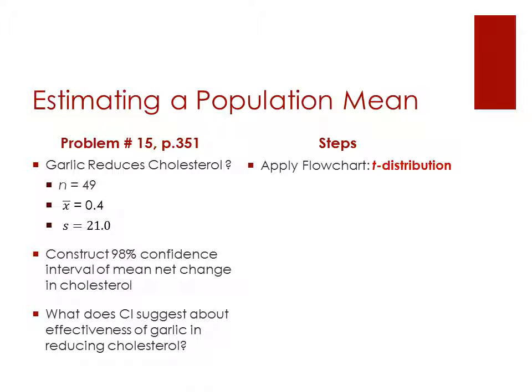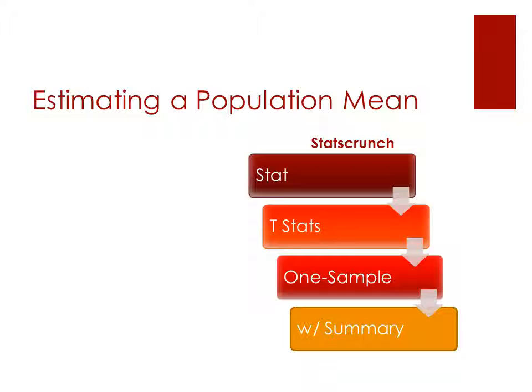So, moving forward and applying our T distribution, we're going to do this over in StatCrunch. Once you have your StatCrunch open, you're going to go under Stat, select T Stats, then One Sample, and finally the one we're going to work with is With Summary. So we're using summary statistics, such as we have here in the problem.